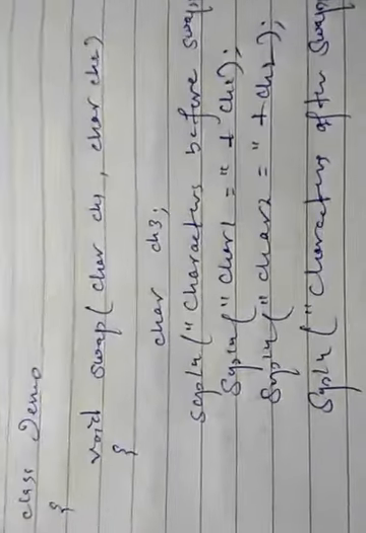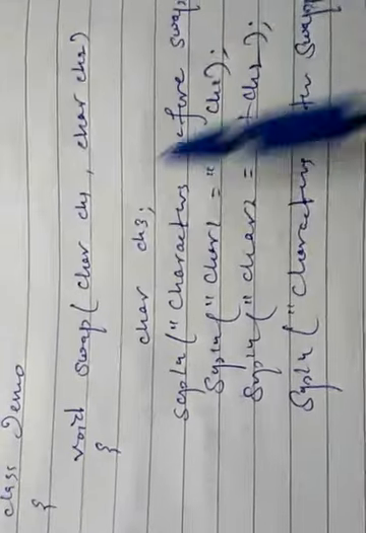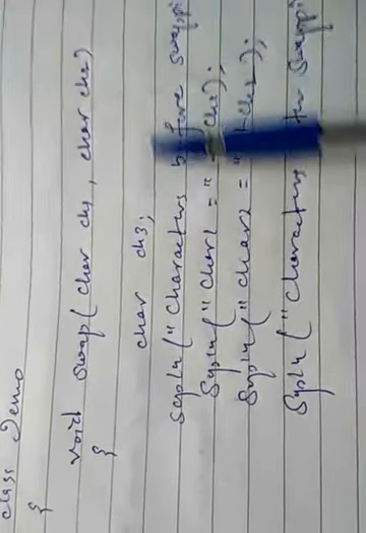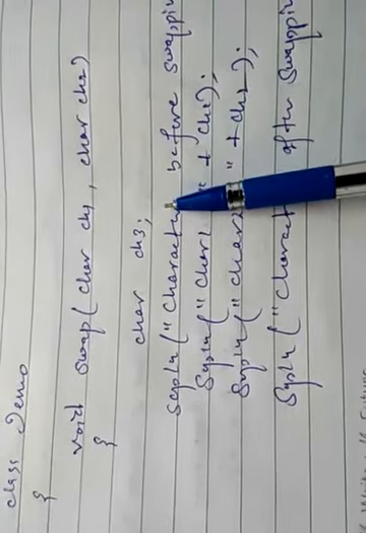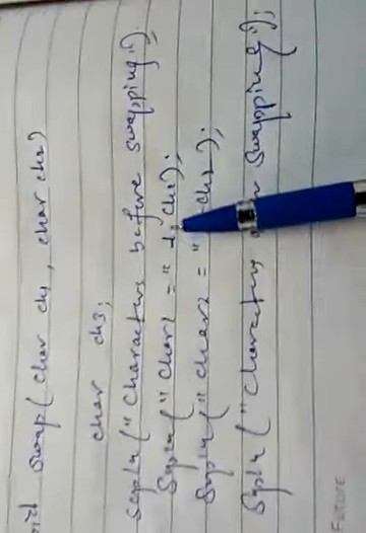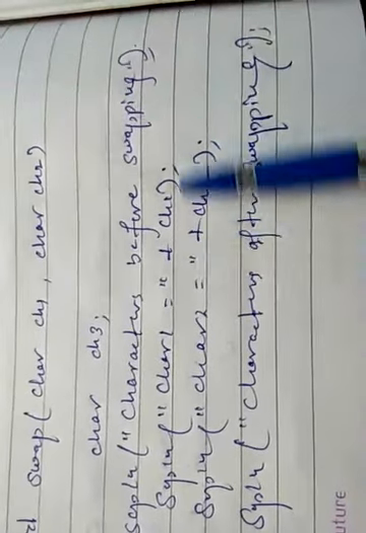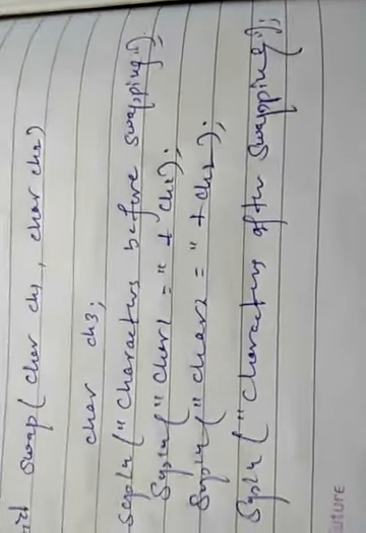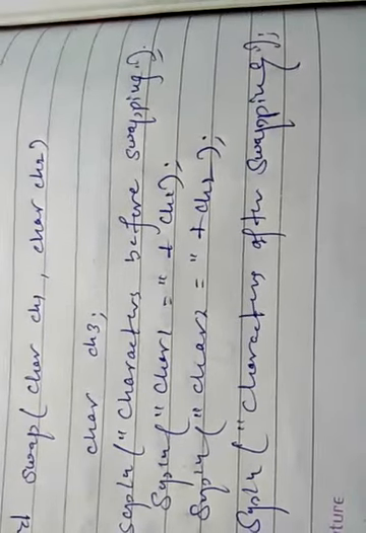Class demo. The function is given in the question, void swap character ch1 and ch2. Here we are taking a third variable for swapping. So, characters before swapping: character 1 equals ch1, character 2 equals ch2. And now the characters after swapping.